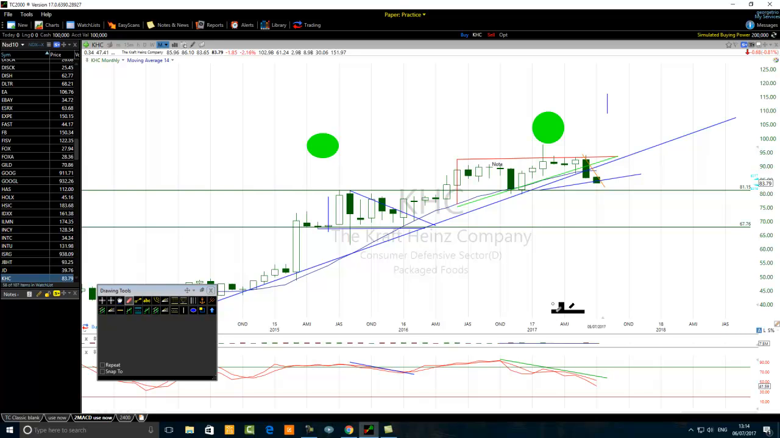We are the TSTW24 traders talking about how to combine stochastic divergence trading and triangle pattern. The financial instrument that we were analyzing today is the Kraft Heinz company belonging to the consumer defensive sector, packaged food.